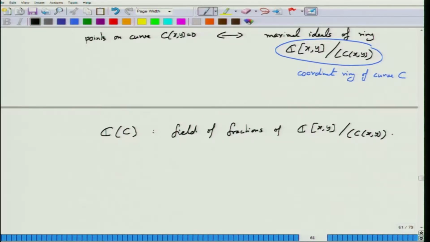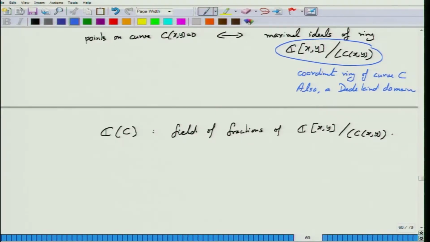And this also happens to be a Dedekind domain. In fact, this is also a Dedekind domain. Which means that every ideal here can be uniquely factored as a product of prime ideals. This is the property of the Dedekind domain.